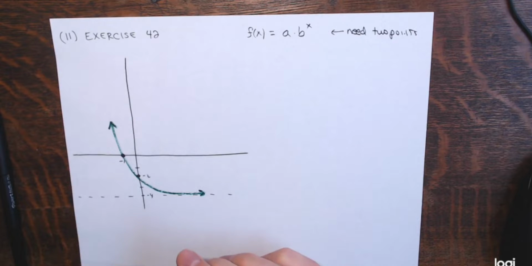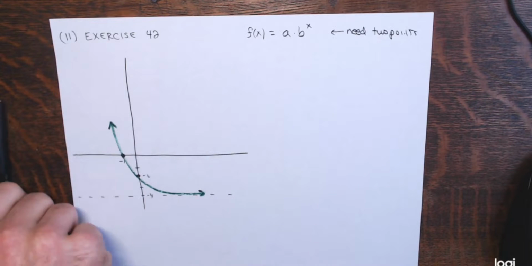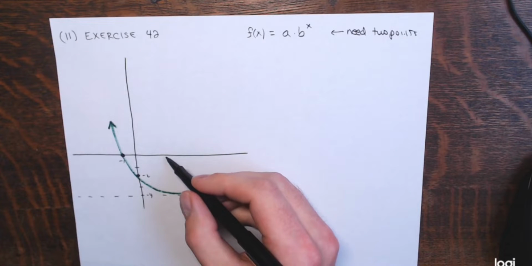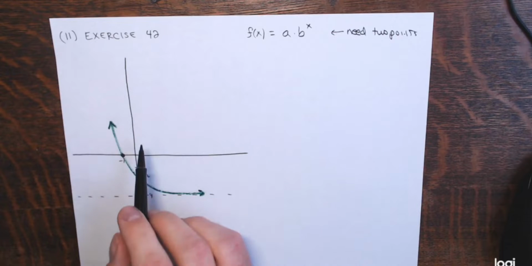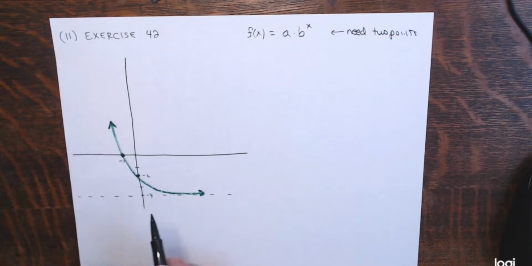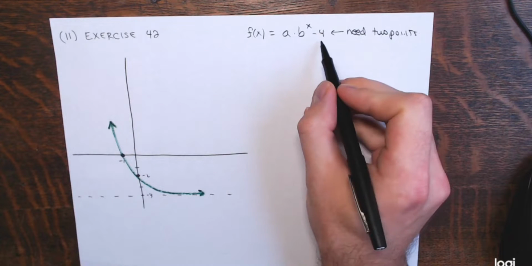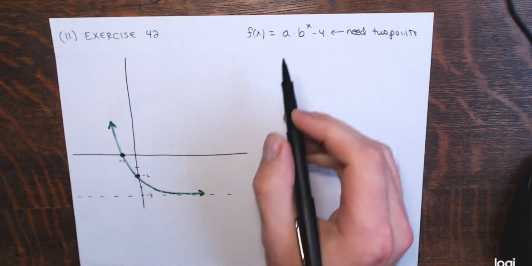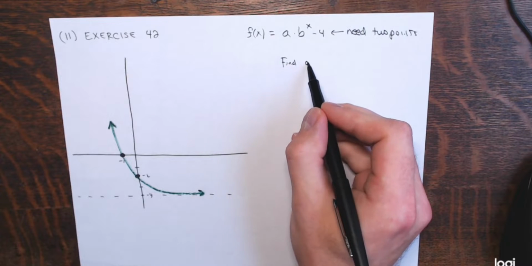So again, the first thing I'm going to do, I guess I could also leave it this way. Yeah, why not? I'm going to leave it this way and just know that, at some point I took an exponential function that had the x-axis as an asymptote and moved it down 4. So I'm just going to throw a minus 4 here, and we'll use the couple points we know to find a and b.